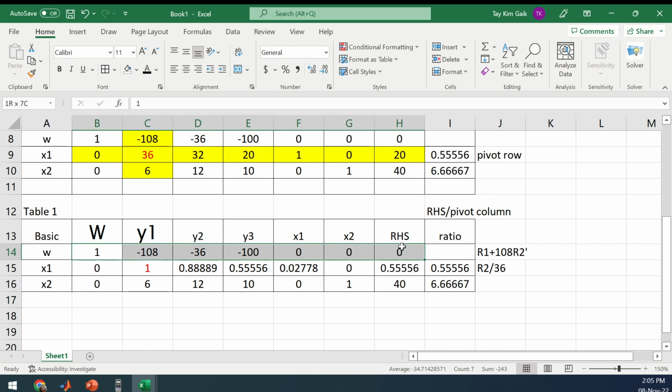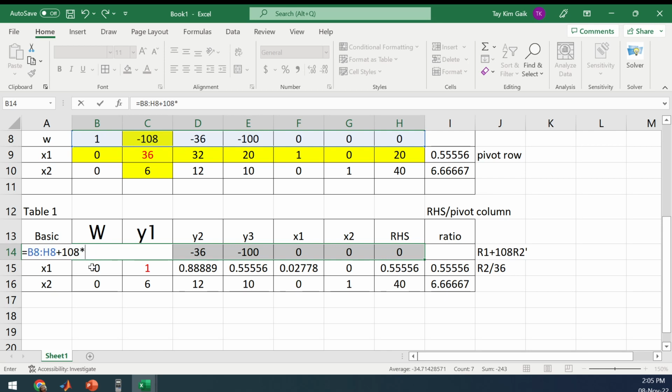Then what I need to do is make changes on row 1. So the new row 1 will be equal to the old row 1. If the value is negative 108, then you plus 108 times the new pivot row. The new pivot row is the second row. So you see the formula: B8:H8 is the old row 1 plus 108, because here it is negative 108, then you plus 108 times B15:H15, which is the new pivot row. Then Control Shift Enter.